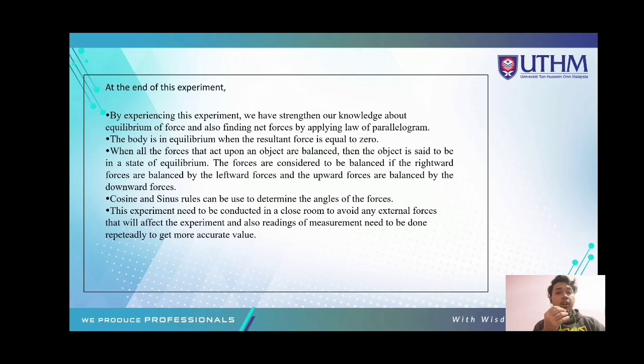In the simplest words, a body is in equilibrium when the resultant is equal to 0. When all the forces acting upon an object are balanced, the object is in a state of equilibrium. That means the upward forces are balanced by the downward forces, and the leftward forces are balanced by the rightward forces. We also know that cosine and sine rules can be used to determine the angle of the resultant forces.